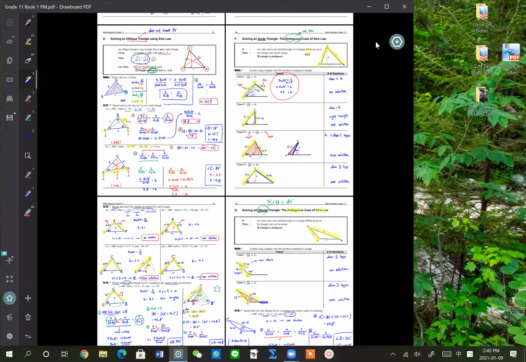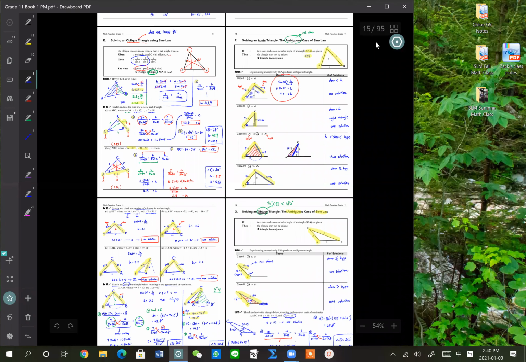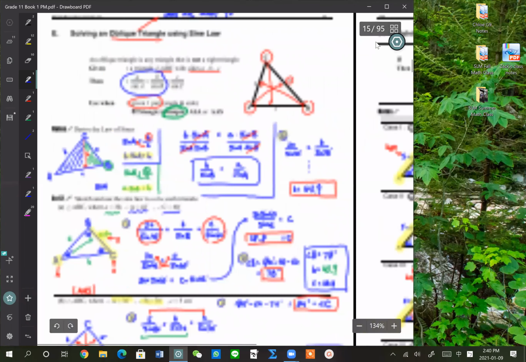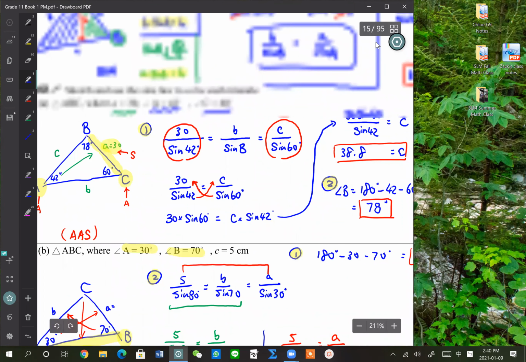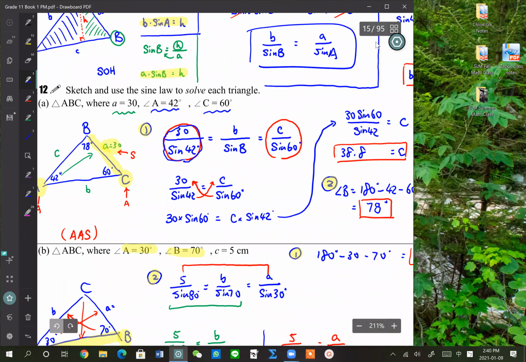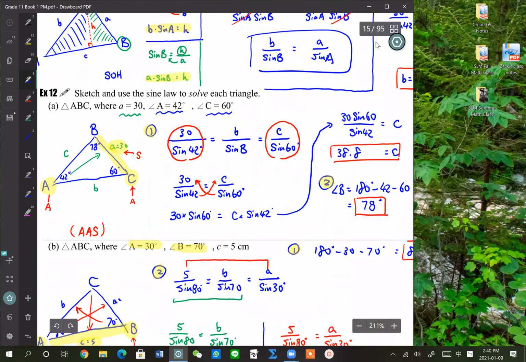When they give you a triangle, you need to decide whether to choose sine law or cosine law. Sine law, you will use if they give you at least a pair. You can see that whenever we set up, there's always a pair. A pair means a side and the angle. You must have at least a pair.